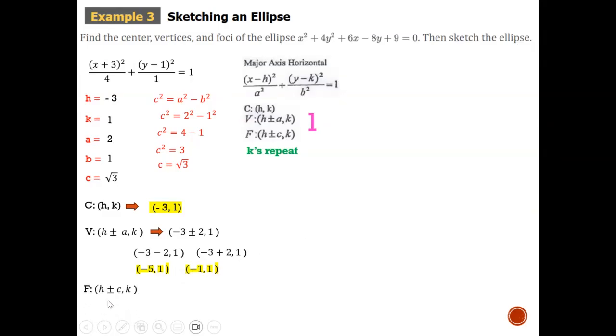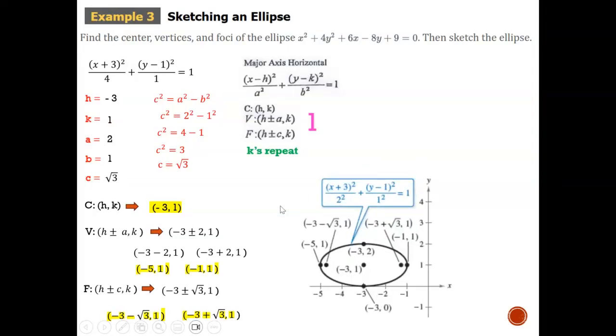For the foci, it's going to be h plus or minus c, k. H is -3. My c is the square root of 3. So it's going to be -3 plus or minus the square root of 3, 1, which will give us -3 minus square root of 3, 1 and -3 plus square root of 3, 1. These are my foci.